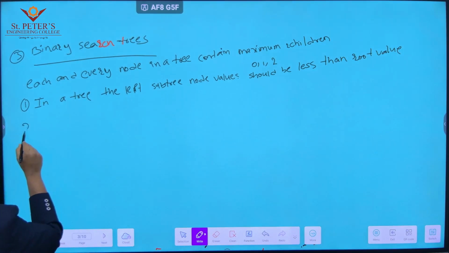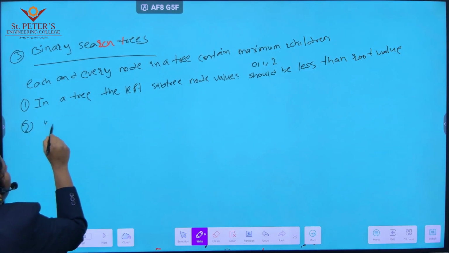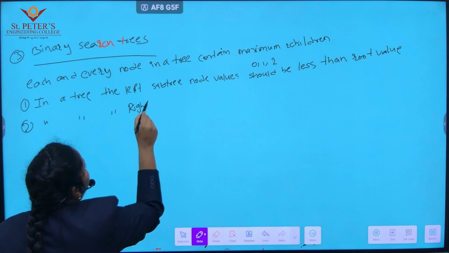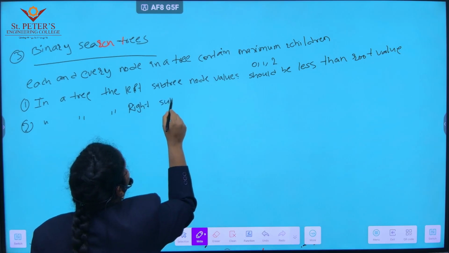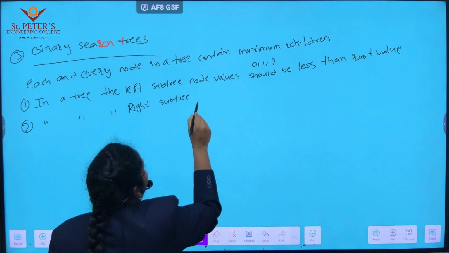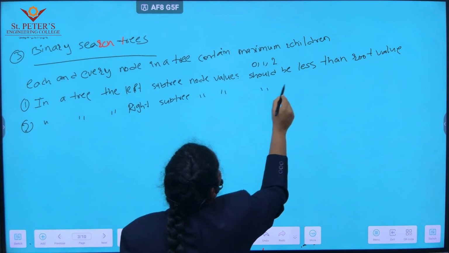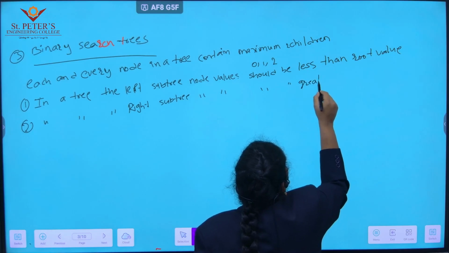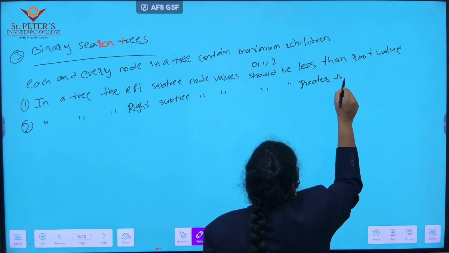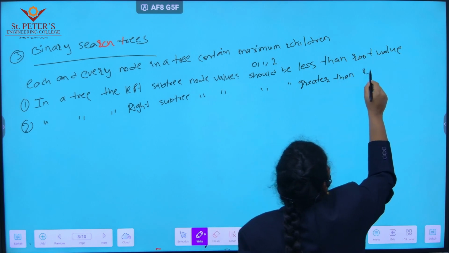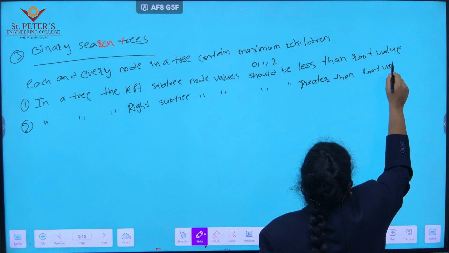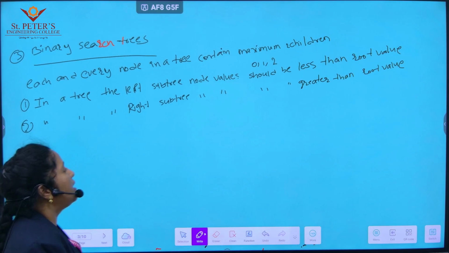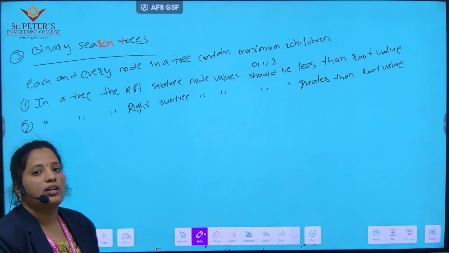And the second statement is, in a tree, the right subtree node values should be greater than the root value. So in a binary search tree, the values we are inserting are numerical values.